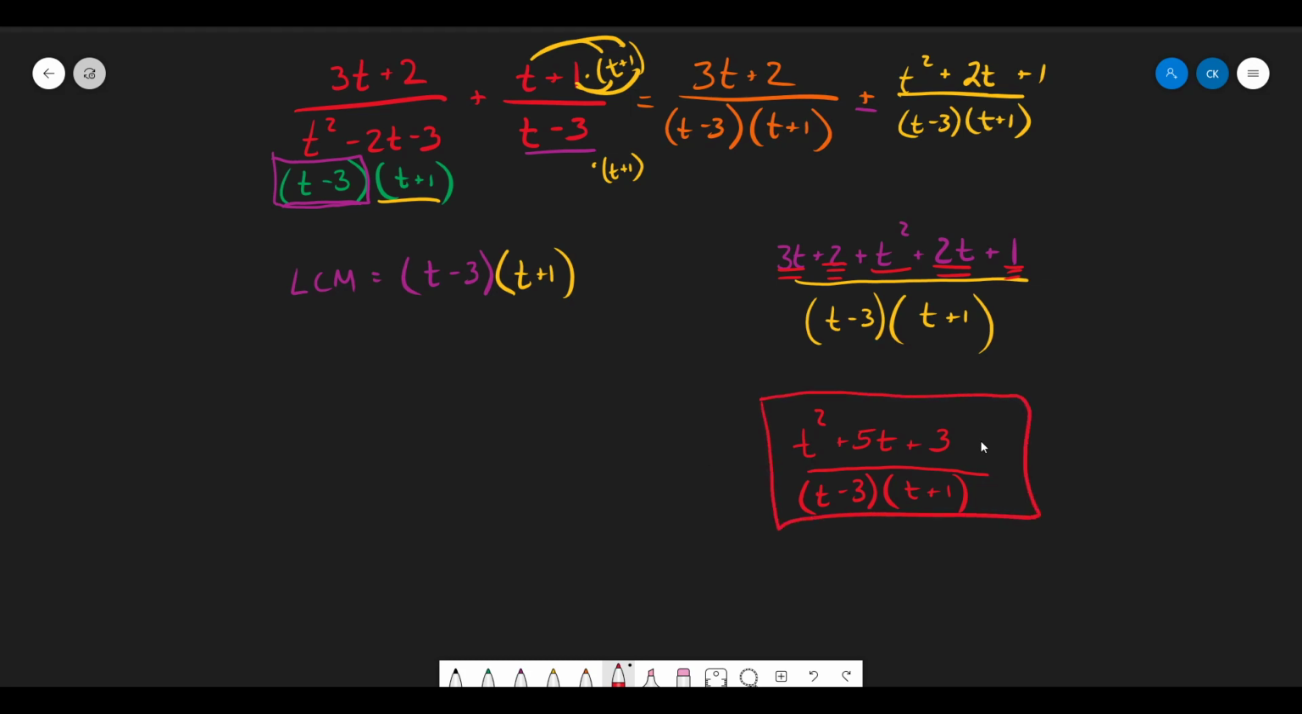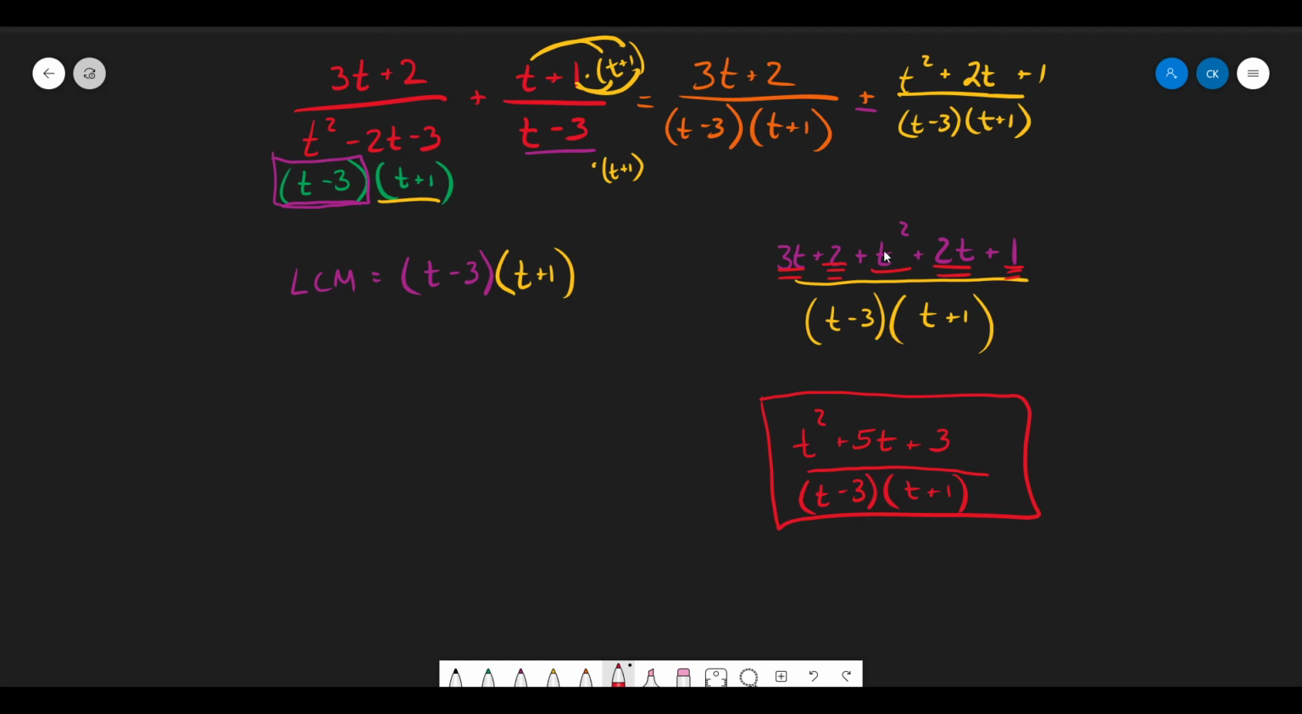But again, that will not be the case in every problem. There will be problems where this top can be factored again, and maybe it factors into something that has a t minus 3, and you get to cancel those t minus 3s. So always be cautious. Always, last step, see if you can simplify again.